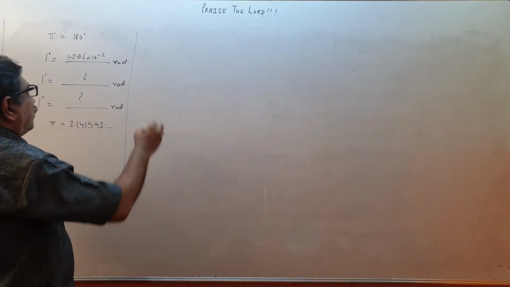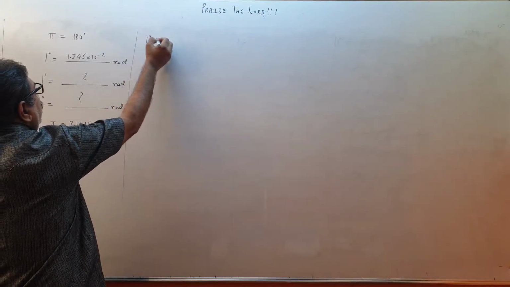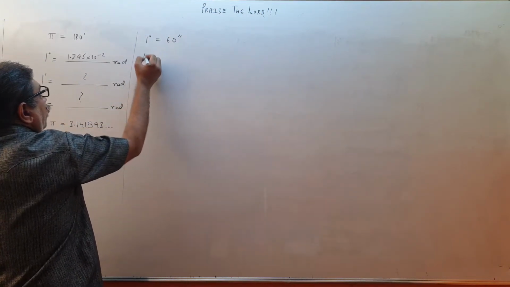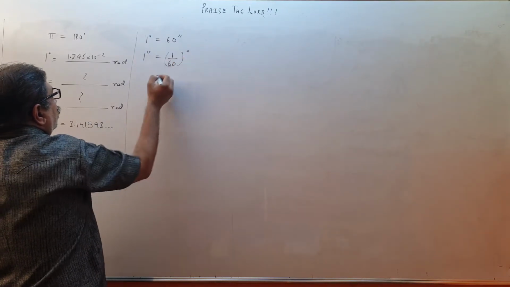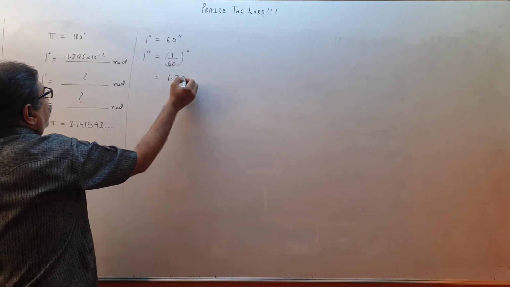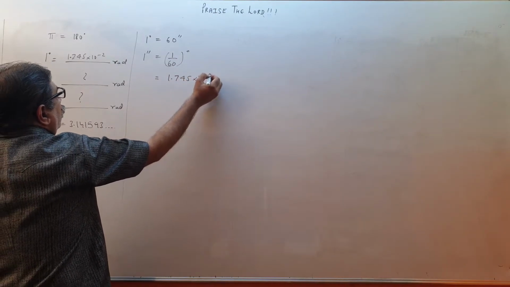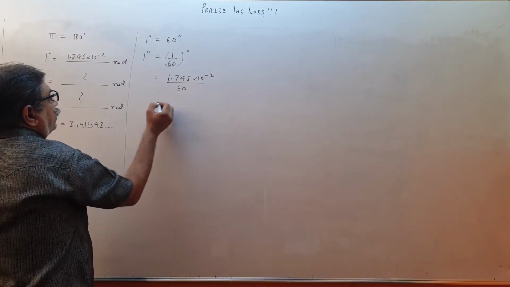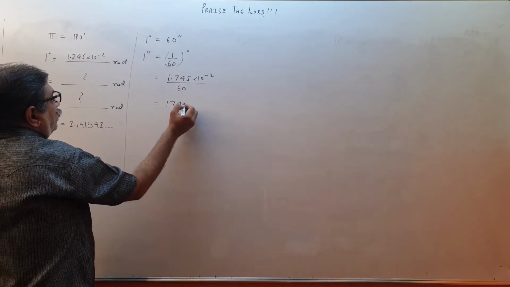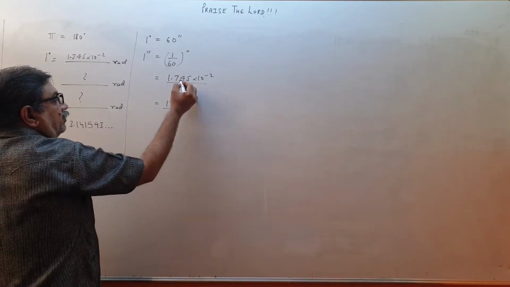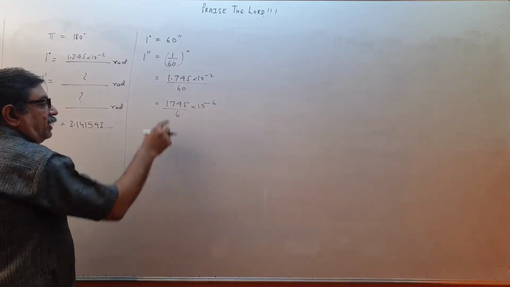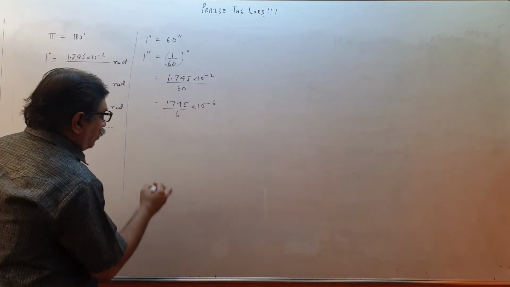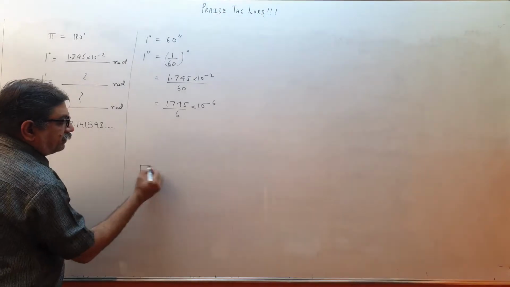Now you want 1 minute. We know that 1 degree will be 60 minutes. So 1 minute will be 1 upon 60 degree. So this will be 1.745 into 10 raised to minus 2 upon 60. So 1745 upon 6. See 3 from here and 1 from here. So this becomes 10 raised to minus 6. Let us divide these first. So 1745 upon 6.